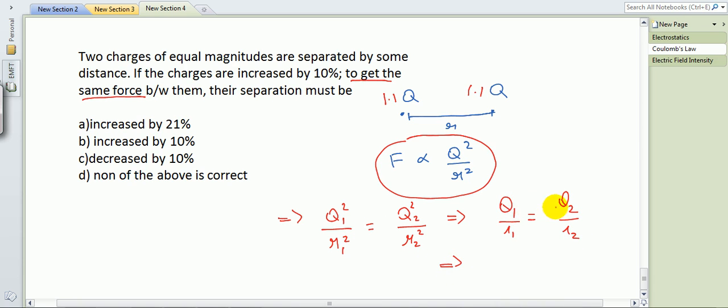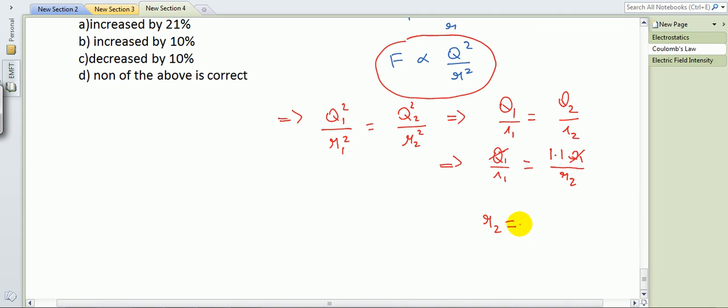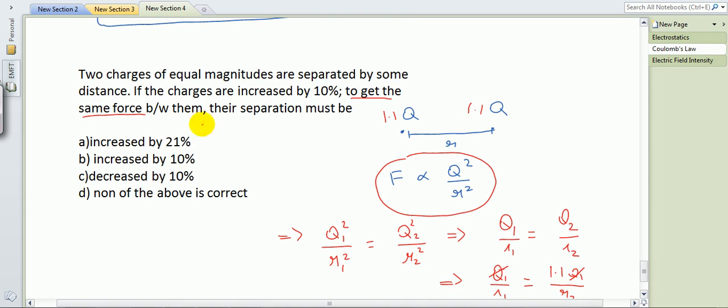If I replace q2 by 1.1 q1, because a 10% increase of charge makes it 1.1 q1, then q1 by r1 equals 1.1 q1 by r2. If I solve this, q1 and q1 get cancelled, and r2 will come as 1.1 times r1. So you can say that the separation is also increased by 10%. From the given options, that is option B, the correct choice.